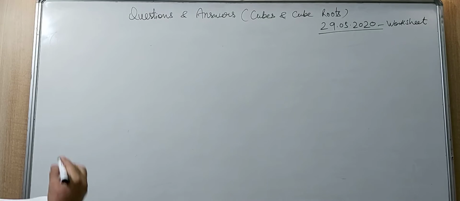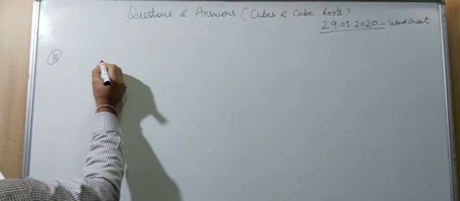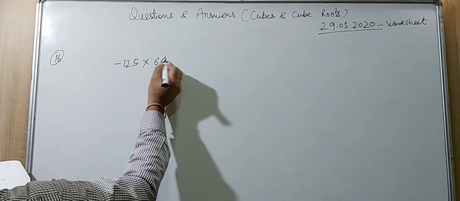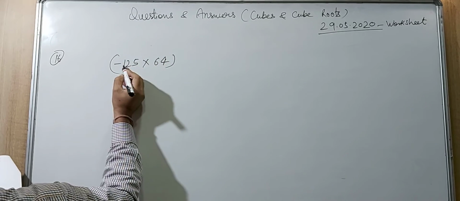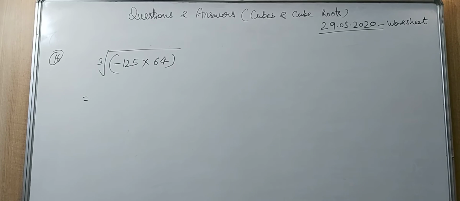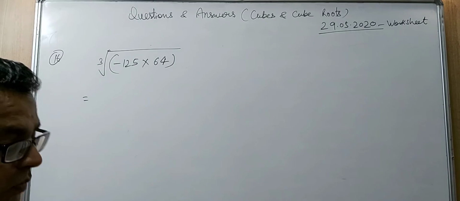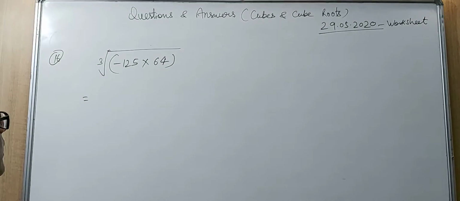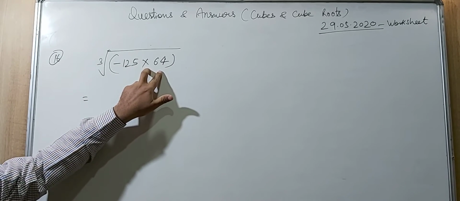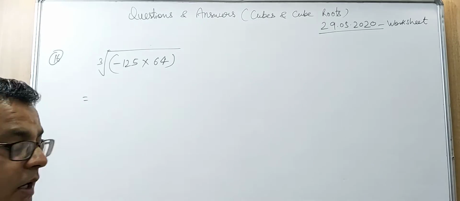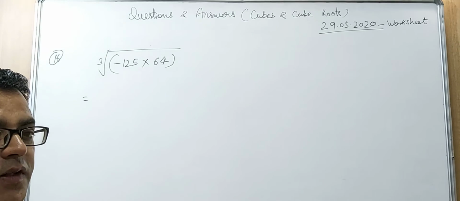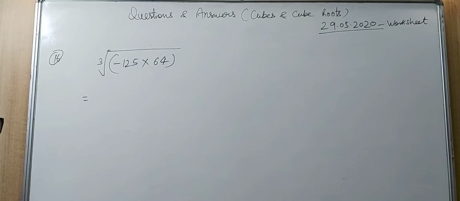Next question, question number 16. The question was, find the value of this one. It means this is a cube root. You need to find the cube root of minus 125 into 64. One important thing, let me explain. No need to multiply 125 with 64. Some students multiply and then they get a large number. After that they find the cube root. This is a very lengthy process.